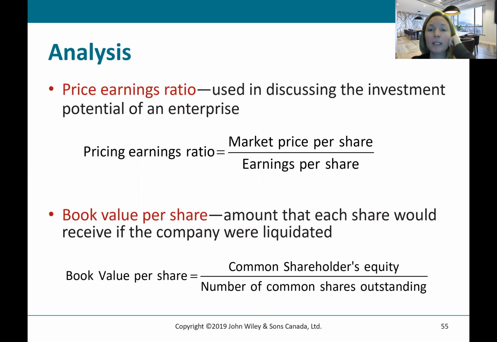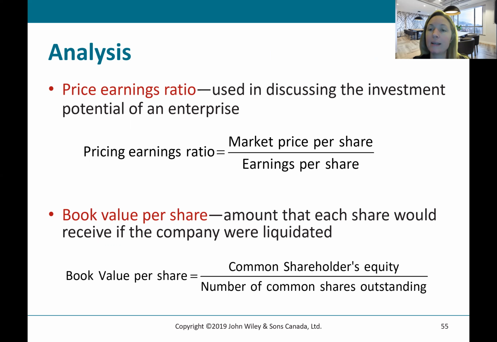The price earnings ratio is used in discussing the investment potential of an enterprise. If you want to know how much the stock is going to appreciate or how it's been trending over several years, again, that's the only way any of these ratios really have meaning, when you look at the trending. This is where you take the market price per share divided by the earnings per share. And also you could look at the book value per share, which is the amount that the investor would receive if the company was liquidated. If you're buying in for $100, would you get back your $100 or would you get back $5? This is where you take the common shareholders' equity divided by the number of shares outstanding.